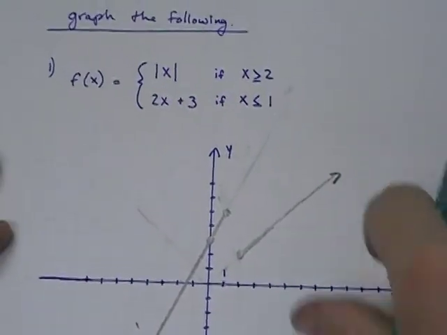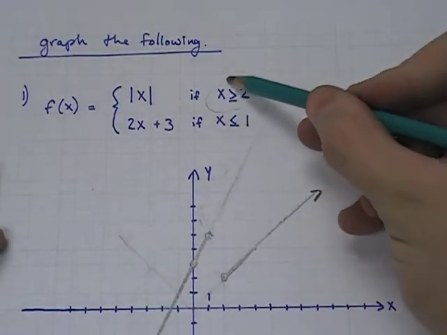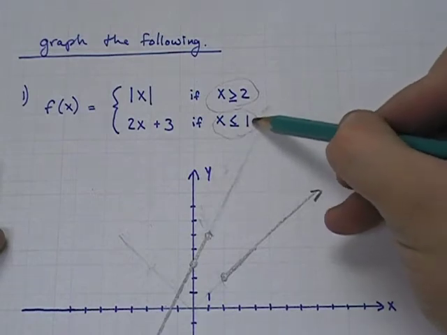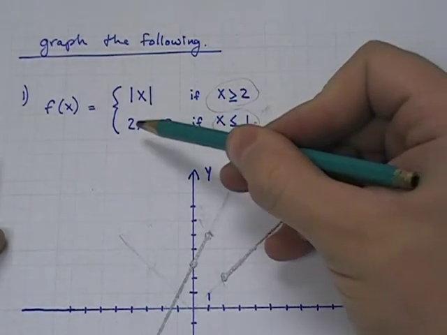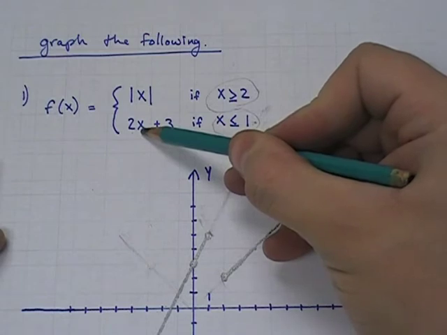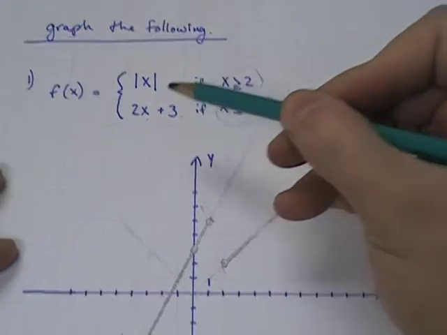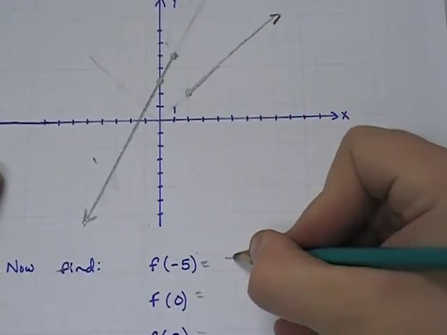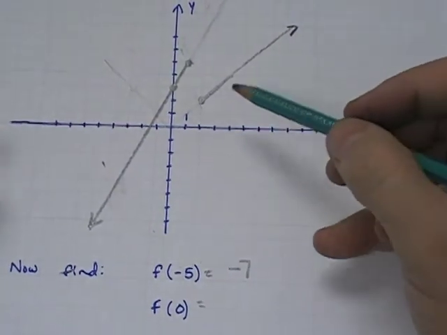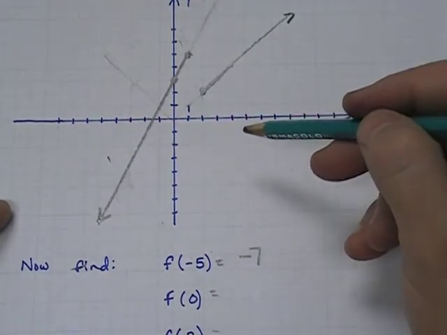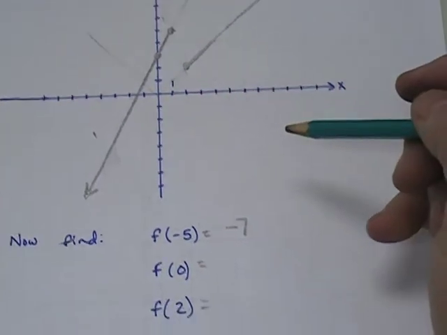Another way I could do this is ask myself, which domain does -5 fall in? And the answer is this one, which means I use this equation. What's 2 times -5? -10. What's -10 plus 3? -7. So the answer has to be -7. And if you have a very neat graph, you can read that right off of the graph. Okay? Sometimes my graphs aren't as neat as I hope they would be.